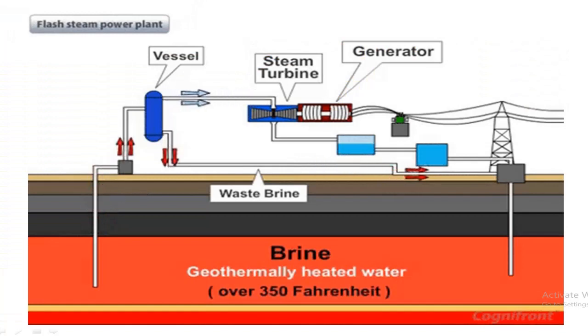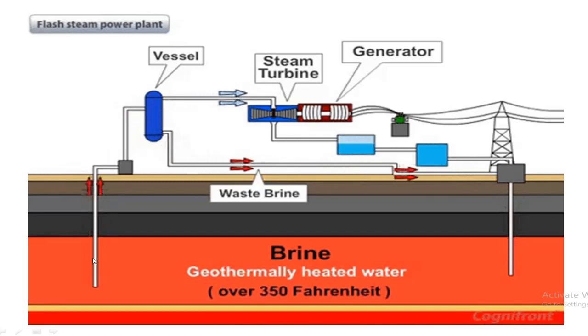Now, the second one is the flash steam power plant. Along with the water, there are also some impurities present in it which are cleared, and then these water vapors are passed into the turbine, the generator again generates electricity, and then we get it. The remaining wastewater is passed through another pipe into another well.